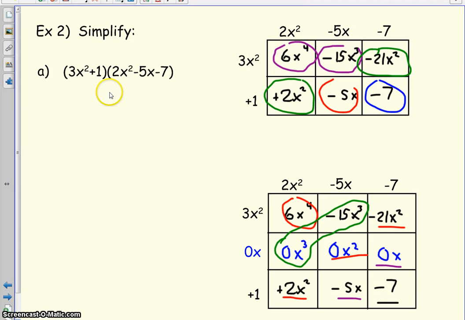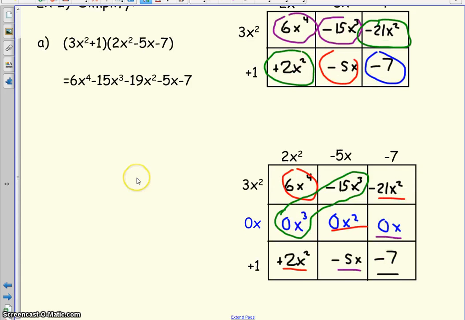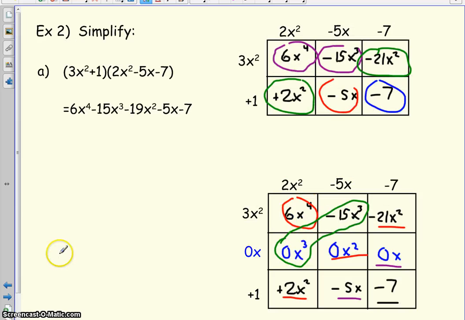So either way, for your final answer, you should wind up with 6x to the fourth minus 15x cubed minus 19x squared minus 5x minus 7. And again, the only simplification that has to happen here is that you're putting your x squared terms together to give you minus 19x squared. Okay, so let's try another one.